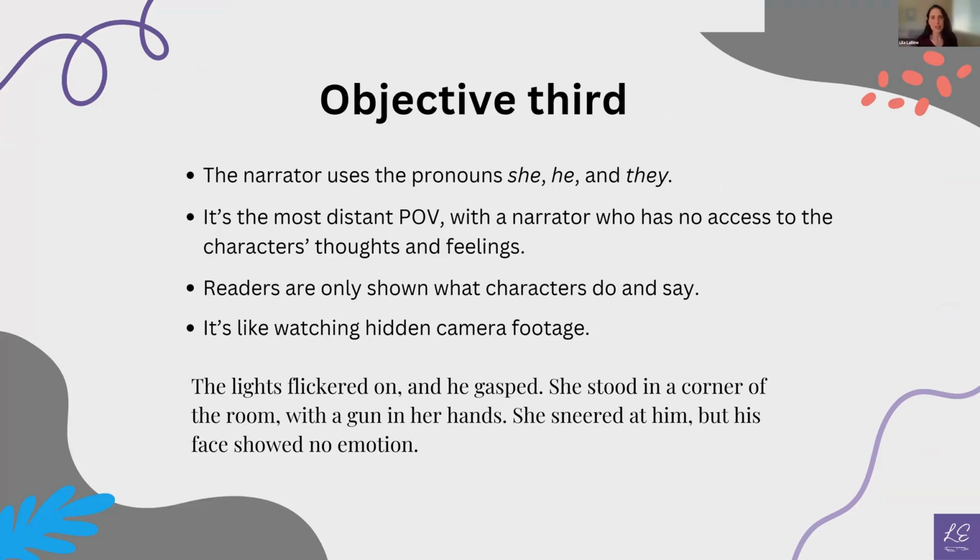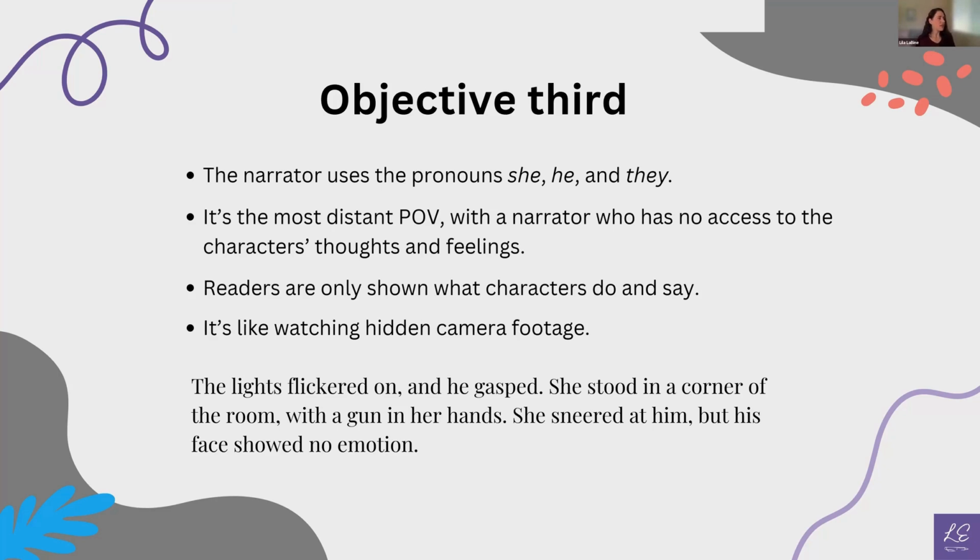And then there's objective third, which is, I think, also pretty rare these days. But basically, it's similar to screenwriting. So you are only giving information to the readers that they could actually see or hear on a TV screen or a movie theater screen. So it's the most distant point of view. We have no access to the character's thoughts or feelings, only what they do and say. It's like watching hidden camera footage.